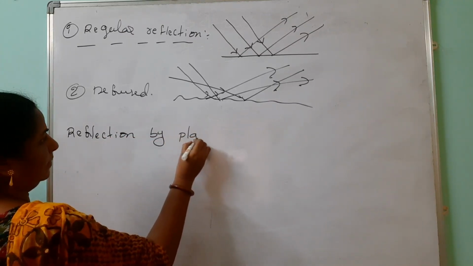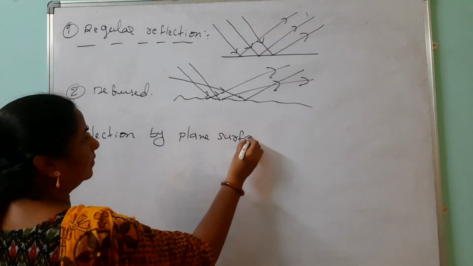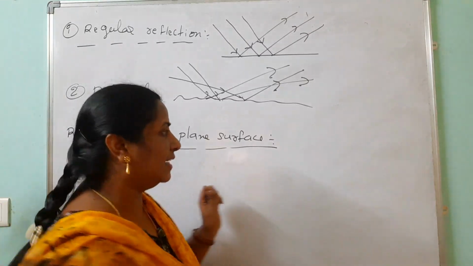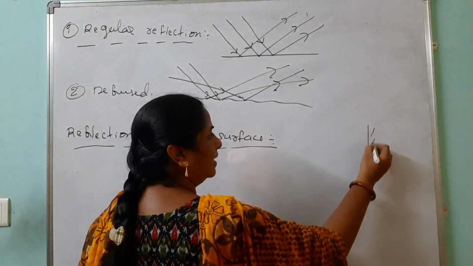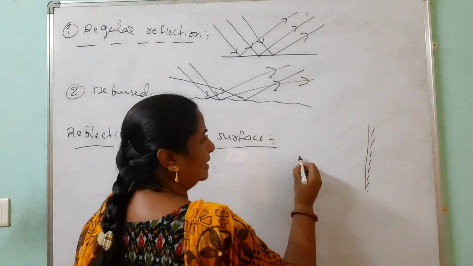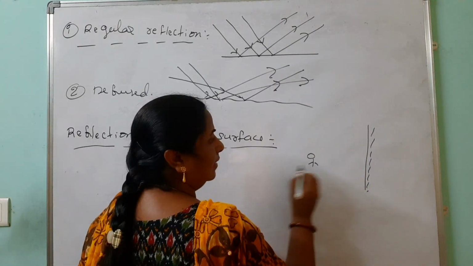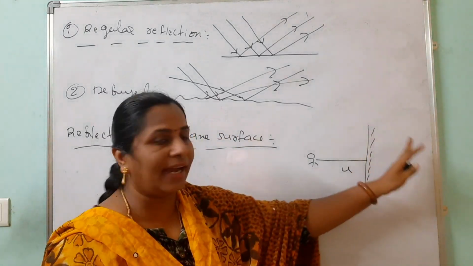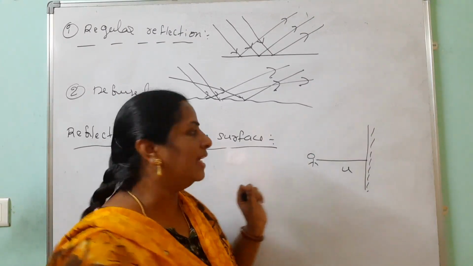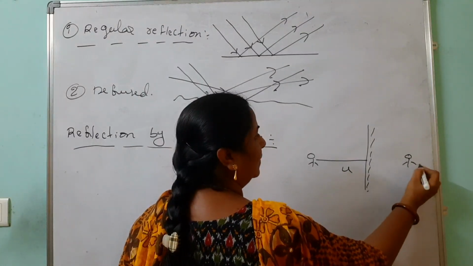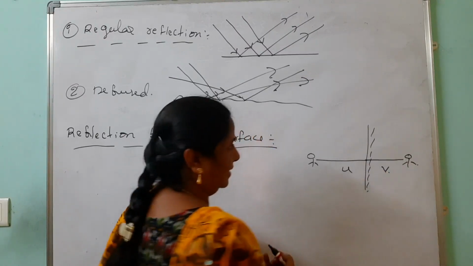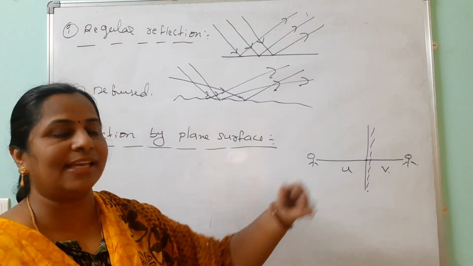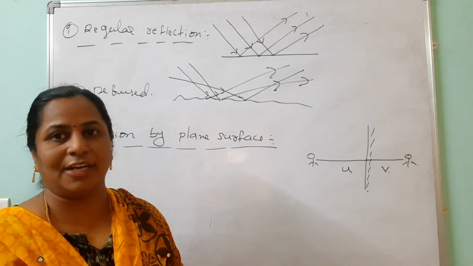plane surface. Nothing but our mirror only we can take it. So whenever we are standing in front of the mirror, plane surface, this is the mirror. You are standing here. This is the object distance. But what you feel, you are behind that mirror, that is called the image distance. Same person we can observe here, and this distance is the image distance. But always remember that here u equals v.